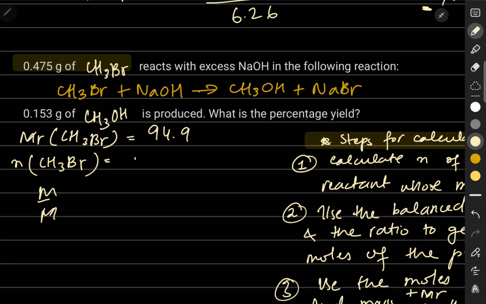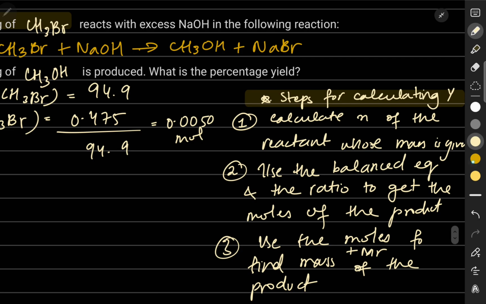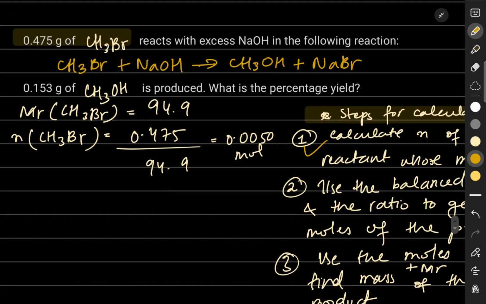Then you use this MR and the formula, which is M upon MR, to find the moles. So M here is going to be 0.475, 0.475 divided by 94.9 is going to give you your moles. When you do the calculations, you get 0.0050 moles. All right, so we're done with the first step. We found the moles of the reactant whose mass was given. Then it says to use the balanced equation and the ratio to get the moles of the product, using the moles of the reactant that we've already found.